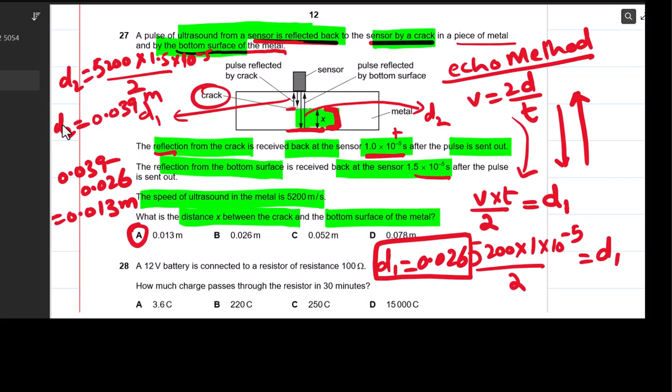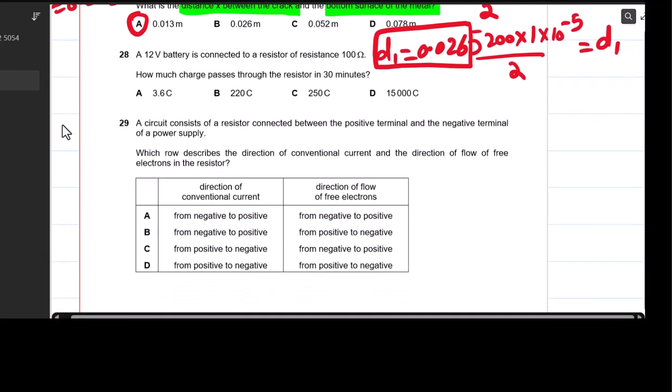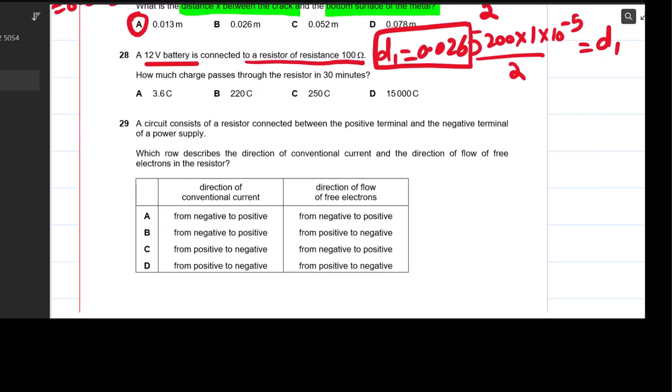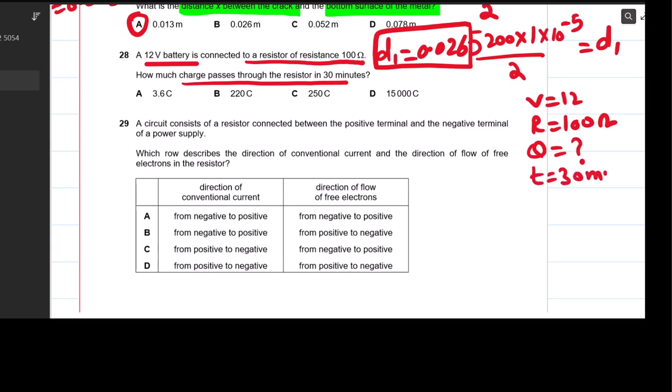Moving to next question, 28. A 12-volt battery is connected to a resistor of resistance 100 ohm. So voltage is given 12 volt, resistance is given 100 ohms. How much charge passes through the resistor? Charge we have to find, and time is given in minutes. So 30 minutes, we convert this into seconds. So it will become 30 times 60, which will be 1800 seconds.